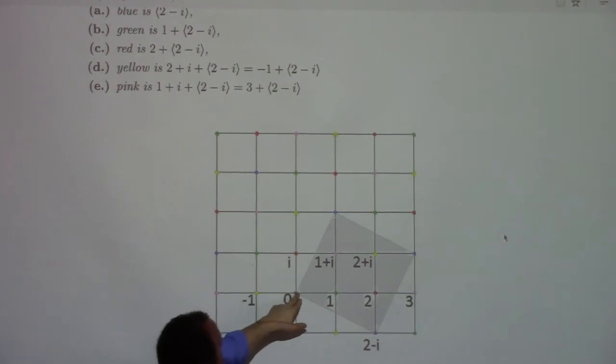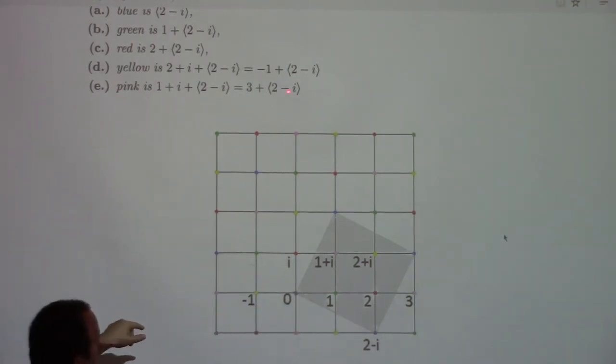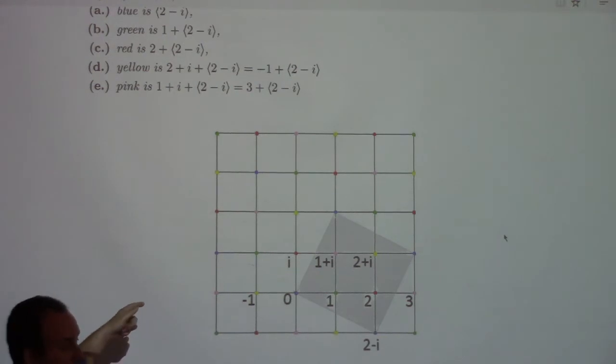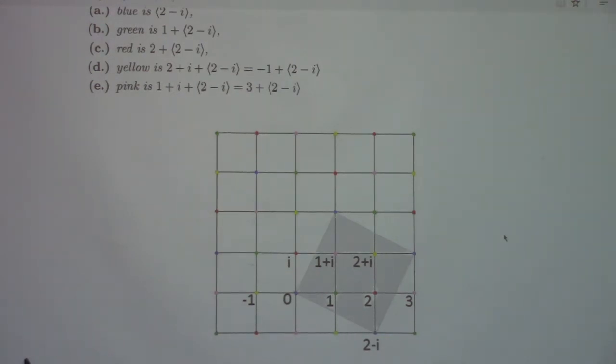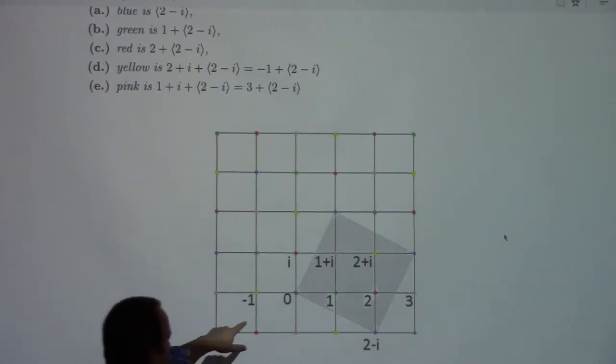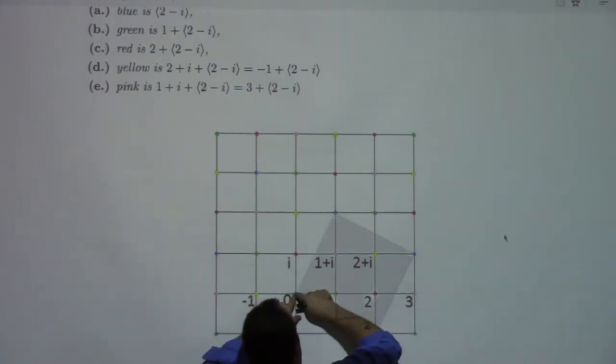So what you do is take 2 minus i, which is this guy, and then minus that is this over here. The other thing you can do, because an ideal is closed under multiplication, is multiply 2 minus i by i, which is still in the ideal. So the other thing in this ideal besides 2 minus i is 2i minus i squared, which is 1 plus 2i. So I can also go this way and get the same thing, because that's i times the generator.